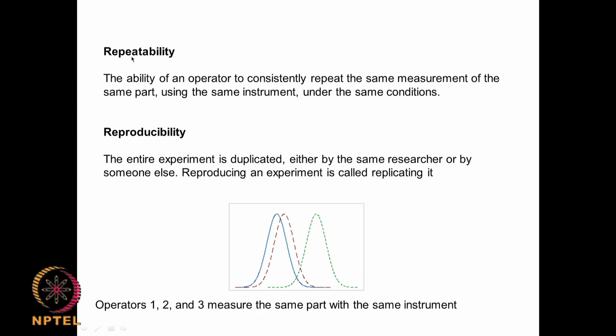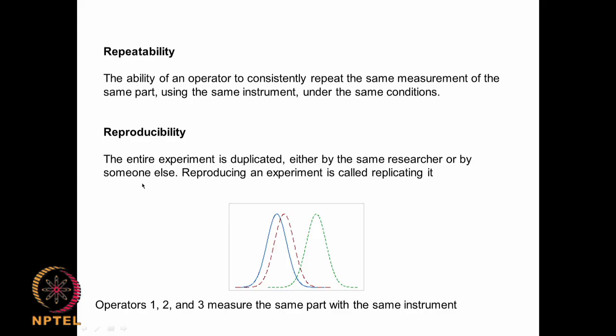So, repeatability tells you the consistency of repeated measurements of an instrument or a part under the same condition, whereas reproducibility is when the entire experiment is duplicated. Are you able to reproduce? Is somebody else able to reproduce your experiment? Is somebody else in a different location able to reproduce it? Both are very important, repeatability and reproducibility.